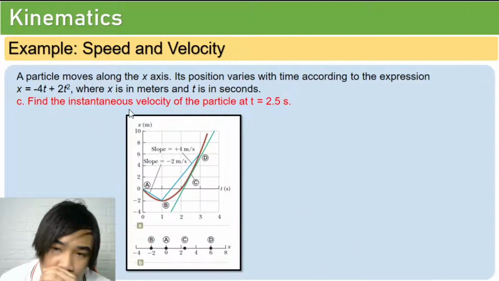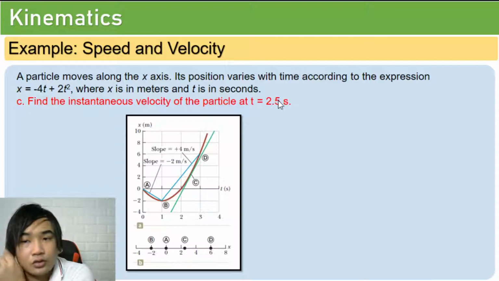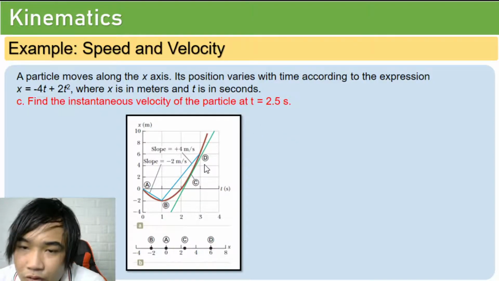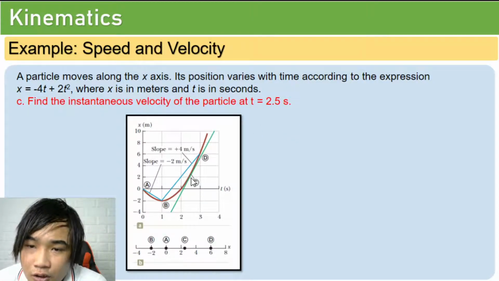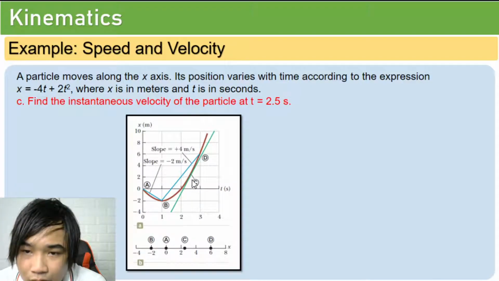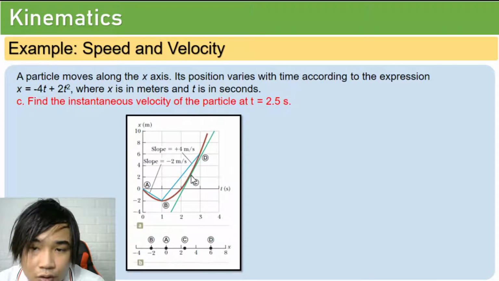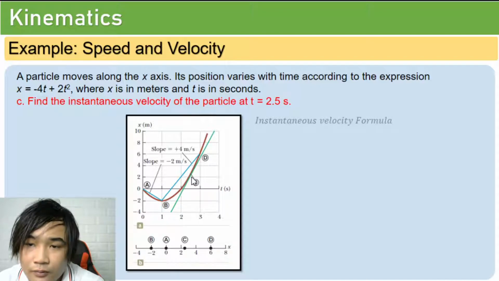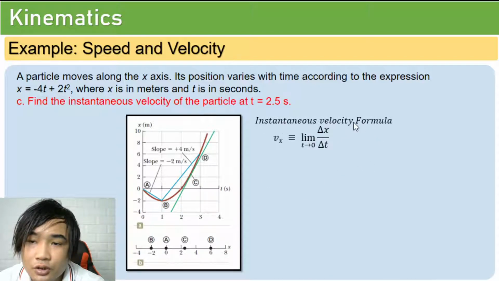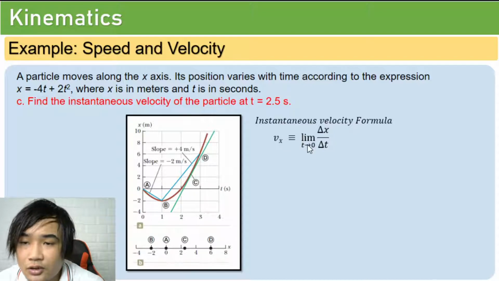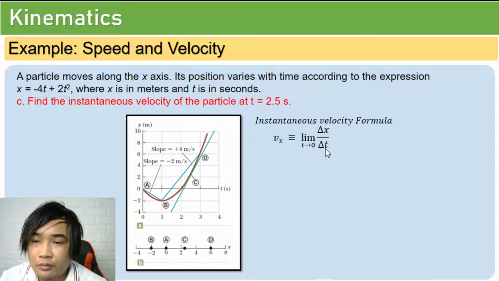Then, find the instantaneous velocity of the particle at 2.5 seconds. So, instantaneous velocity. So, meron tayo dito at point C. So, 2.5 seconds. Yung hinahanap nating velocity. Kung makikita nyo dito, pag instantaneous velocity, yung velocity niya lang at that point. So, instantaneous velocity formula. Vx is equal to limit ng displacement divided by time at time approaches 0. So, equal to dx over dt.